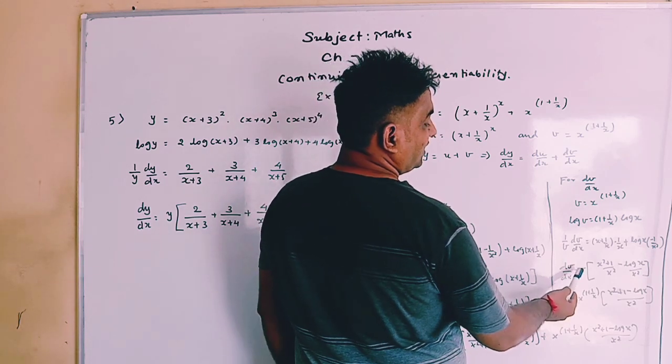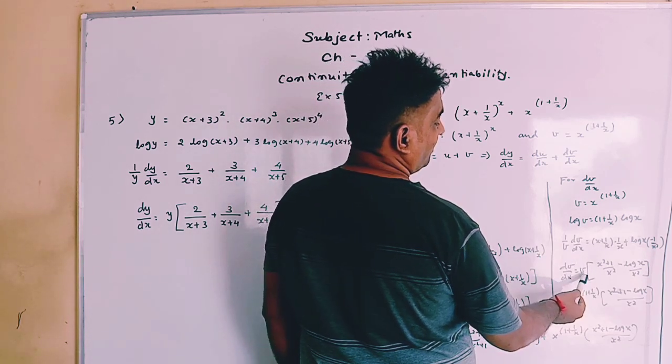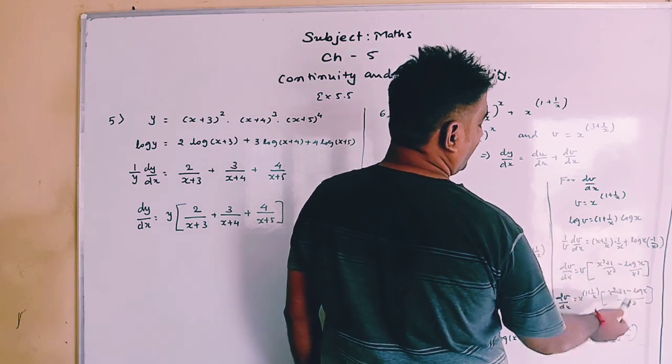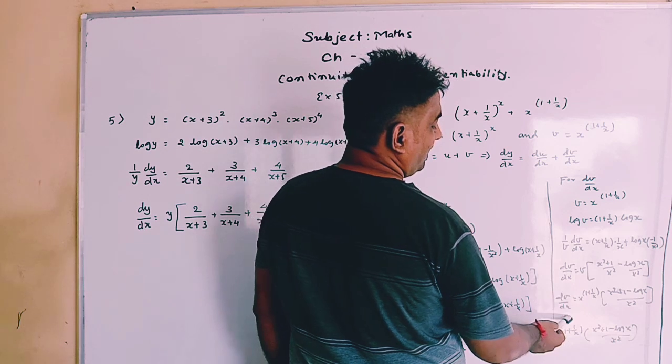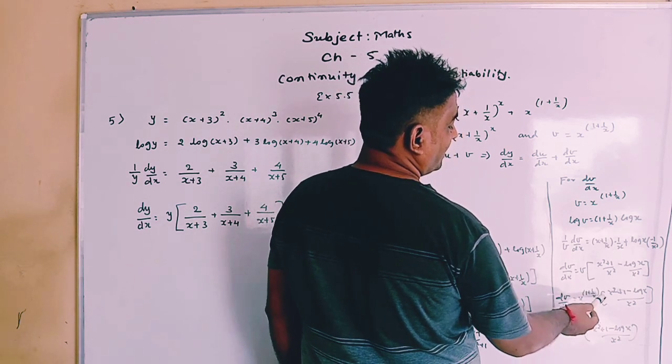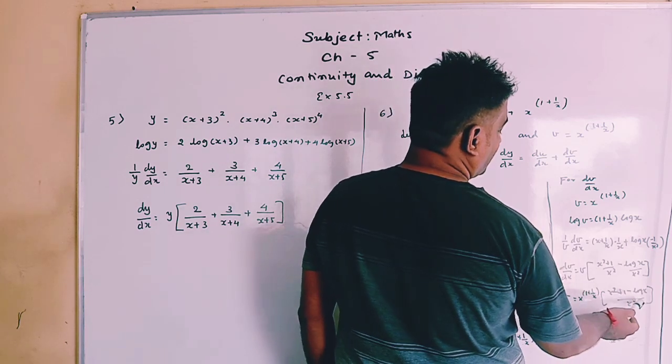So dy by dx equals, on the other side, b here we take the assumption, so x square plus 1 by x square minus log x by x square. And so we have dy by dx answer x raised to 1 plus 1 by x, x square plus 1 minus log x by x square.